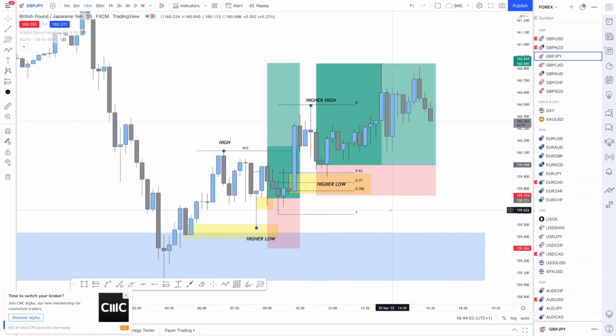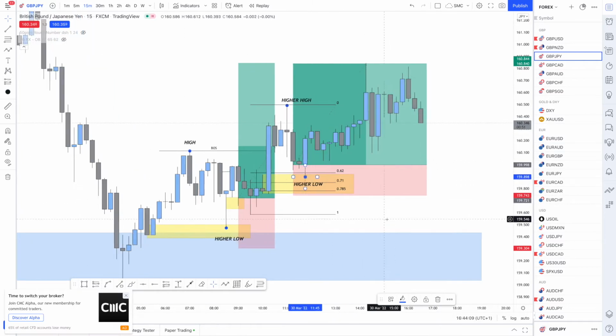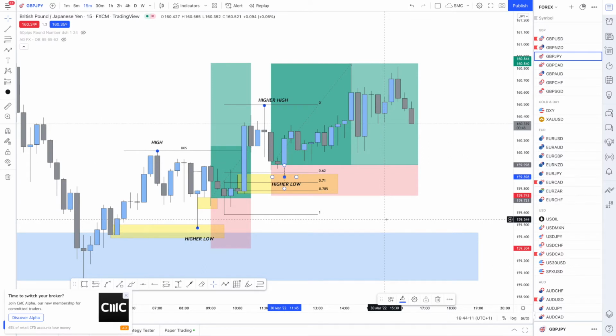But as we know, trading at the minute is riskier. It's a riskier time to trade, just due to all the conflict with Russia, and interest rates coming out and so on and so forth. So I am using a little bit of a bigger stop loss.